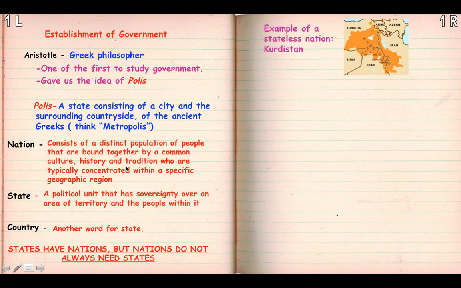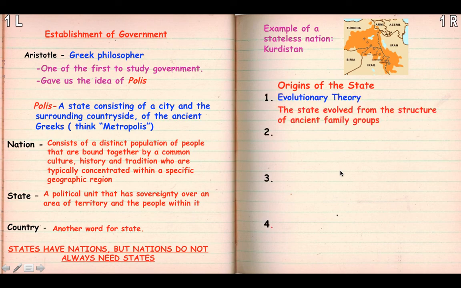However, that does not mean that their culture, their history, traditions, languages, religions, all of those things just disappear because the actual political unit did, the actual borders did. Okay, so states have nations, but nations do not always need states. Country is also just another word for state. We have these 4 origins of the state.